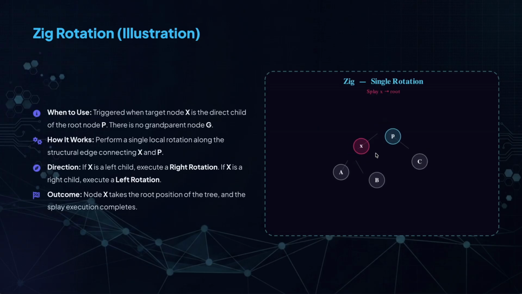So next we have the zig rotation. Zig rotation only happens when we have no grandparent G to rotate, so the node X must be a direct child of the root itself. So what does it do? If we have X as a left child, a right rotation must be done, and vice versa, making X a root. As illustrated in this video, we can see that X now becomes the root of the rotation.